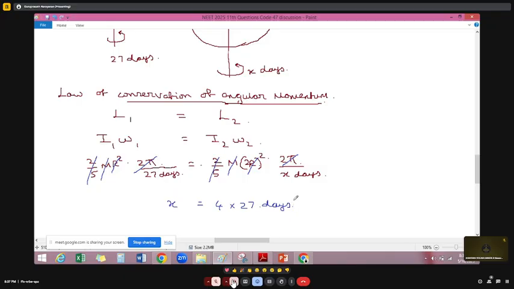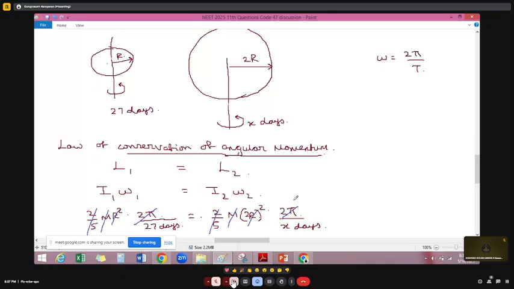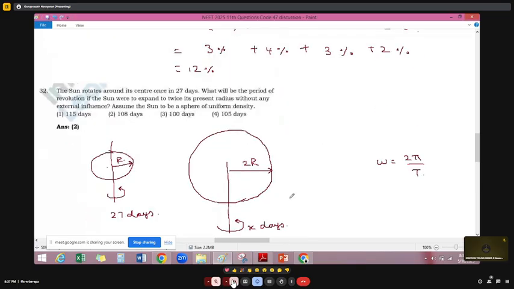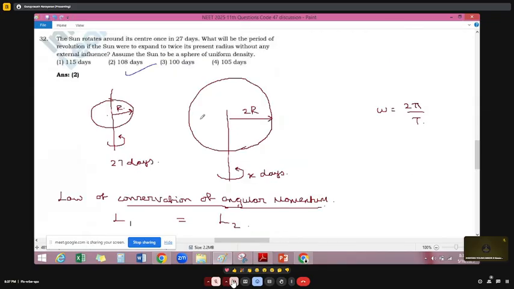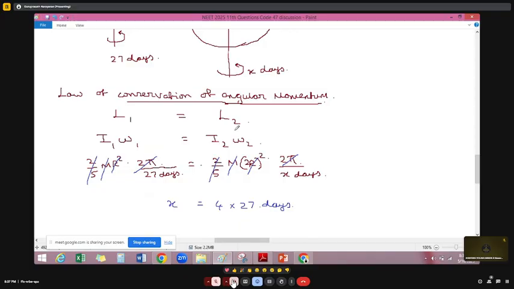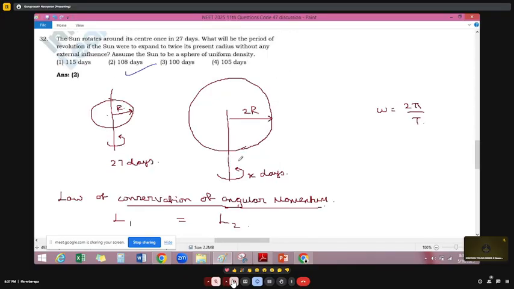Is that right? Do you have that option? 4 into 27, how much is that? Yes, sir, 108. So 108 days, right? So what is the concept here? As the mass goes away from the center, what will happen? The speed will decrease. Speed will decrease means the time taken to rotate will be more. So instead of 27 days, now it takes 108 days.